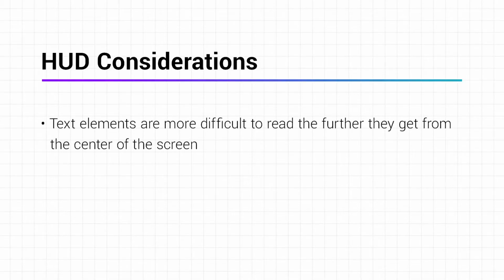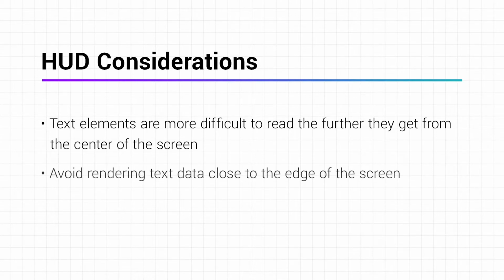Text elements are more difficult to read the further they get from the center of the screen, and it is best to avoid rendering text data close to the edge of the screen in the first place. You have to consider the screen as an extension of the user's eyes. If you render text too close to the edge, you will cause eye strain, as the user will be trying to move their eyes to read the text in the corner of their vision. Imagine how uncomfortable you feel trying to see something just on your periphery for extended periods of time. Now imagine having to do that during gameplay.